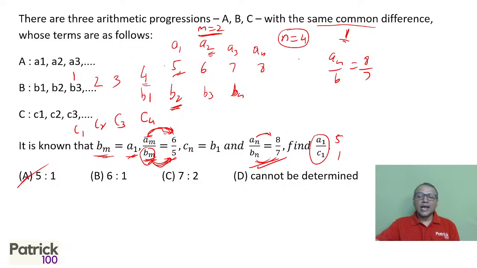So we get N as 4 from there. Once you get N as 4, we know CN is equal to B1, that is C4 is equal to B1, which is 4. The common difference is the same, so C3 is 3, C2 is 2, C1 is 1. So the ratio of A1 to C1: A1 we know is 5, C1 we know is 1, so we get the ratio 5:1. That will be the answer.